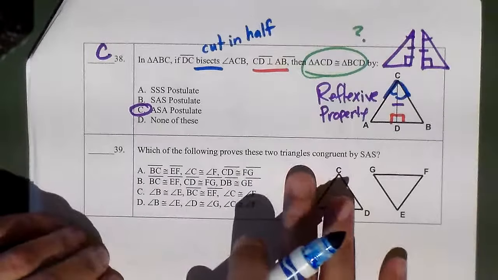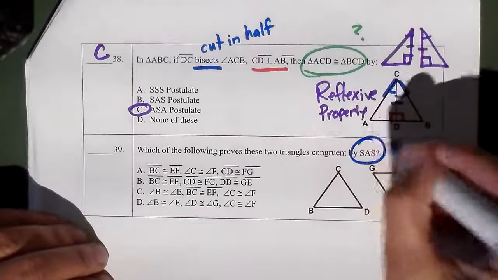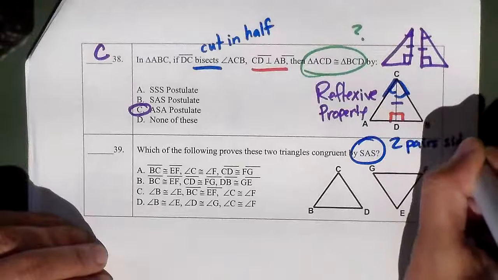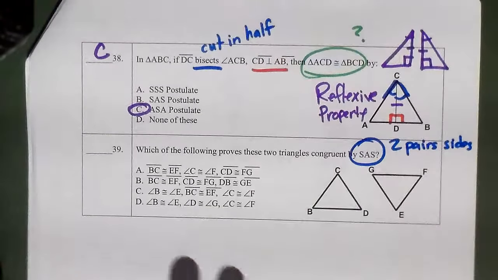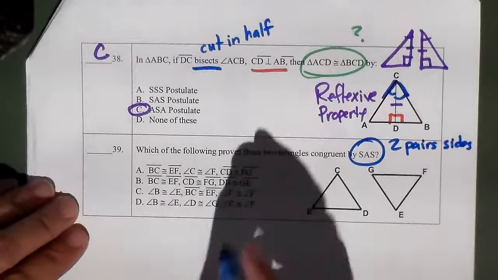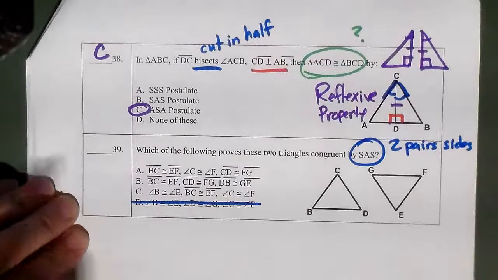And the last one. Which of the following proves these two triangles congruent by side, angle, side? Now, side, angle, side means you need two pairs of sides. Okay? That's important. So let's look at our answer choices. We can mark out D. What is D? D is all angles. And remember, we can't even use AAA.